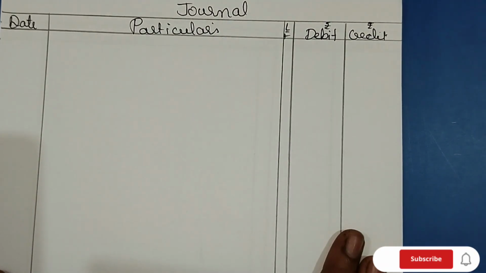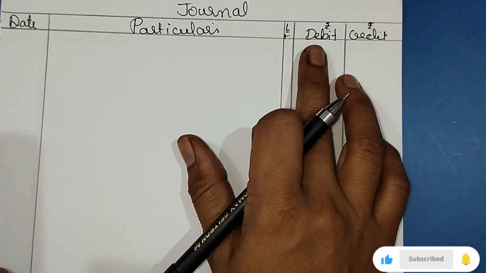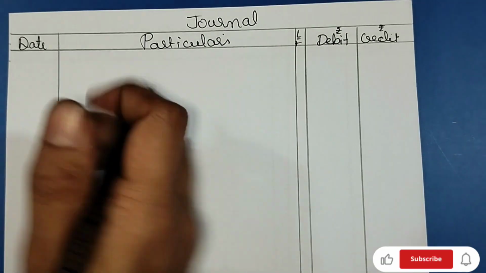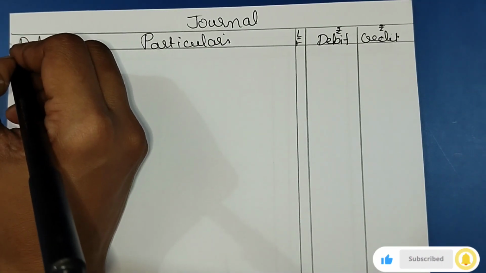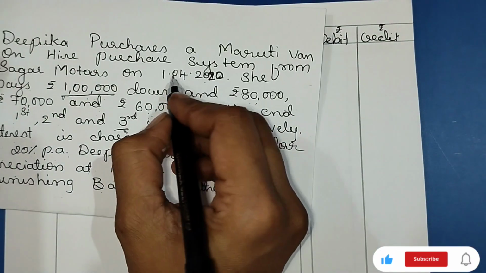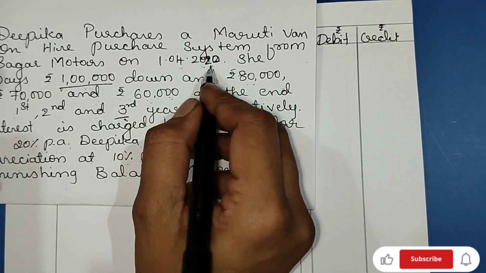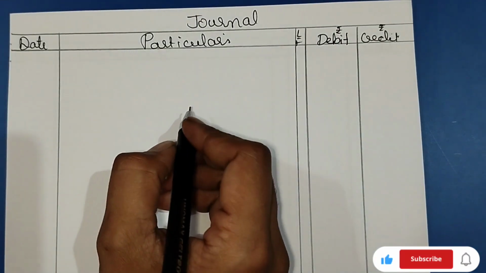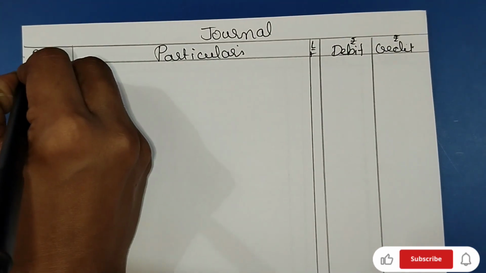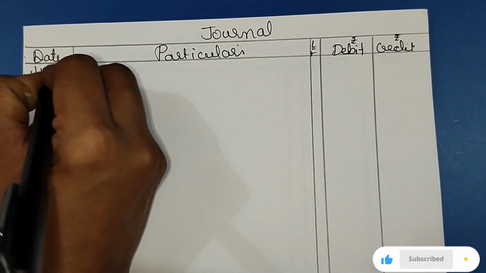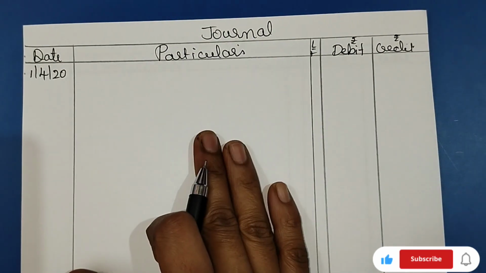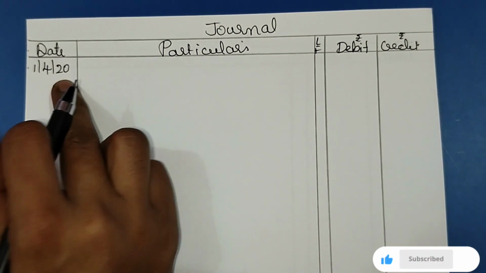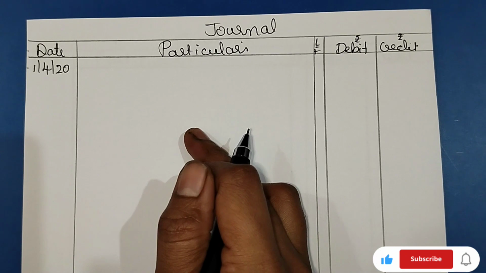This is the format of the journal: date, particulars, ledger folio, debit amount column, credit amount column. Now, the first entry is on the date we purchased, when we made a down payment. What date did we purchase? On 1/4/2020. On this date only we made a down payment. So the first entry is for the down payment. Don't learn by heart. Always try to understand. If you understand and write, you will never forget.